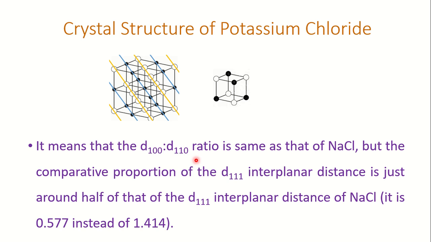But if you compare the ratio for the d111 plane, in that case you will find that this is just half of that of sodium chloride. In case of sodium chloride, it was 1.414 compared to d100, but this one is 0.577 compared to that of d100. Hence, this d111 plane shows the value which resembles that of the primitive unit cell. Why is this so?